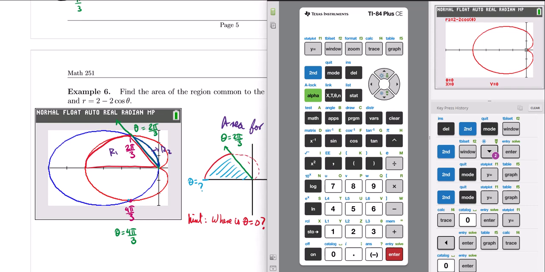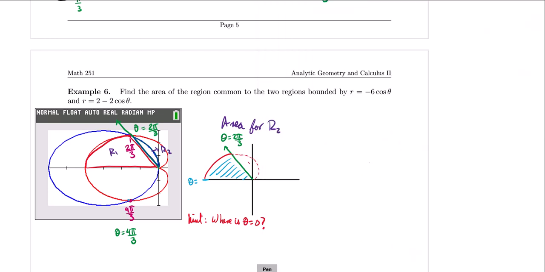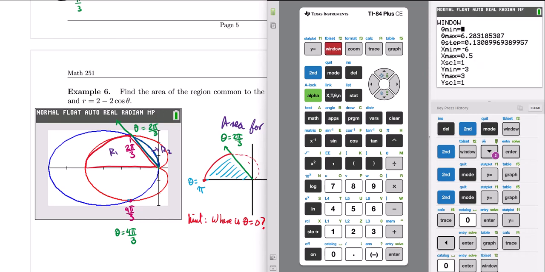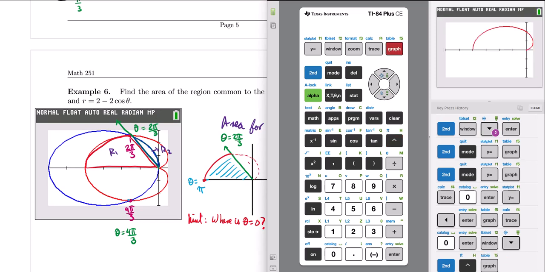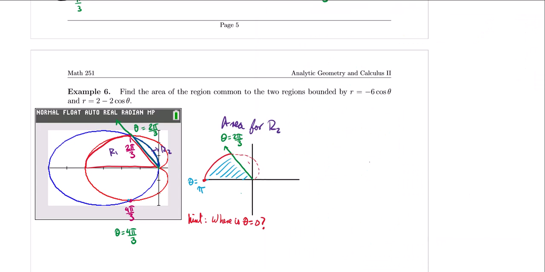Now, if it is at the pole, and if we know that the full cardioid is being traced when the angle goes from 0 to 2 pi, it makes sense to say that if I wanted to reach the halfway point, then the angle theta here is most likely pi. We can always verify it. If I change my window setting and set theta max not to 2 pi but just to pi, click on graph, there we go. We are tracing half of the cardioid.